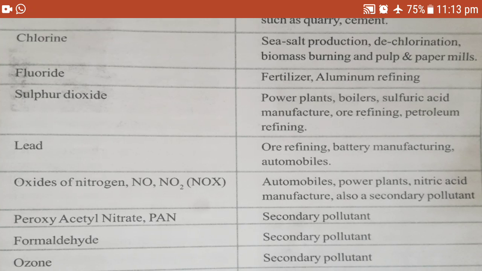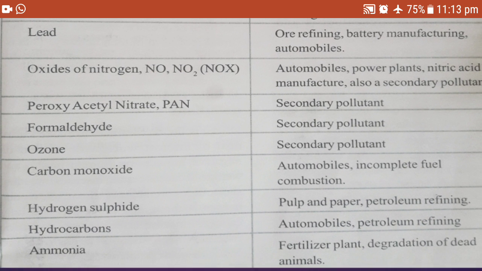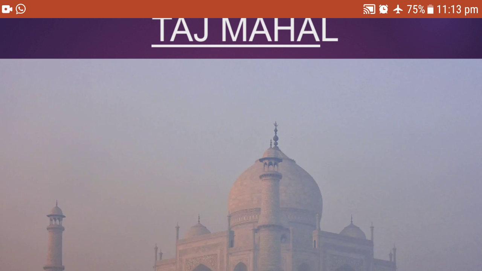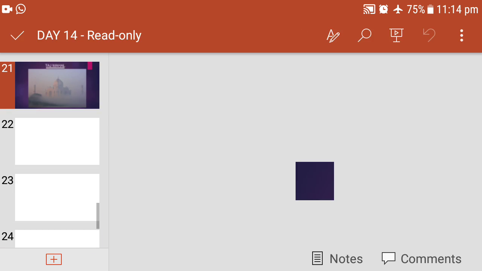Peroxyacetyl nitrate, PAN, that is a secondary pollutant. Formaldehyde is also a secondary pollutant. Ozone is a secondary pollutant. Carbon monoxide from automobiles. When the fuels are incompletely burnt, then carbon monoxide is released. Hydrogen sulfide, from pulp and paper and petroleum refining. Hydrocarbons come again from automobiles. Ammonia comes from fertilizers and the degradation and decomposition of dead animals. Okay children?